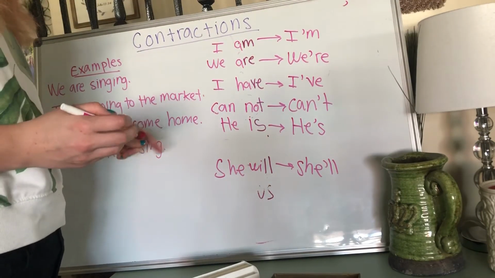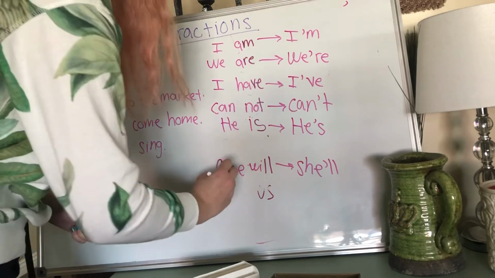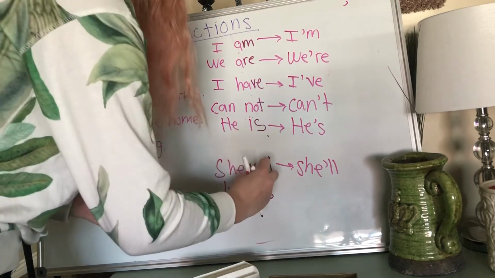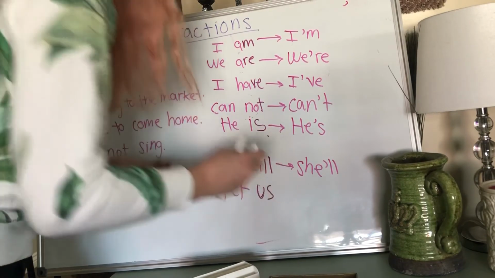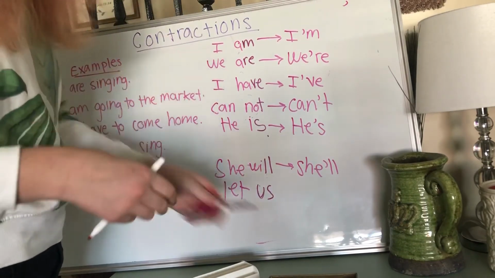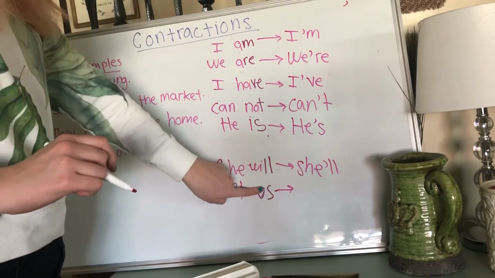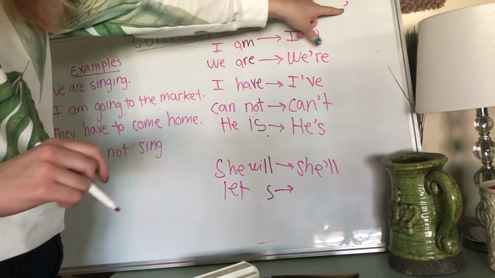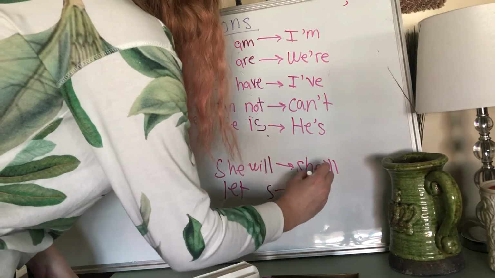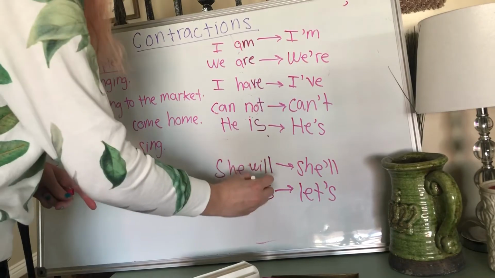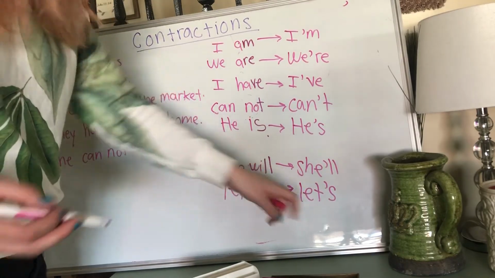And our last one is let us, okay? So we have let us. Please let us play outside is a sentence. And in let us, we can get rid of the U, replace it with an apostrophe like this, okay? So let us becomes let's.